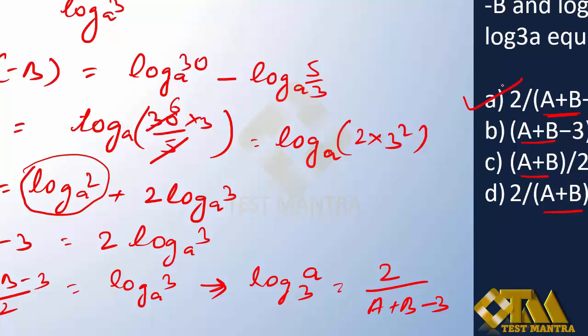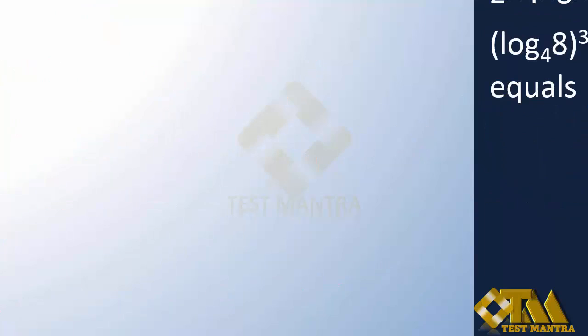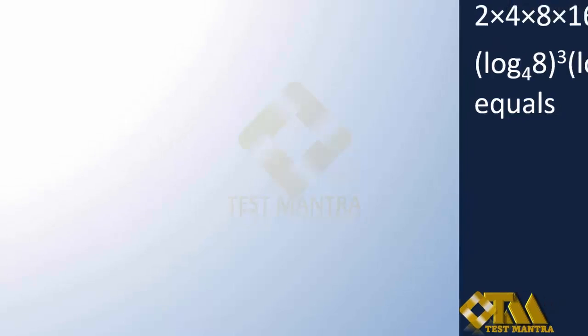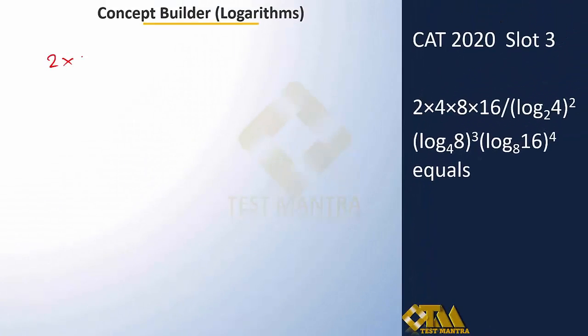So it's basically formula based. The log part is basically formula based. Sometimes you can utilize the options, so you'll have to be slightly careful with the values available. Let's see the next one. 2 into 4 into 8 into 16 divided by log 4 to the base 2.